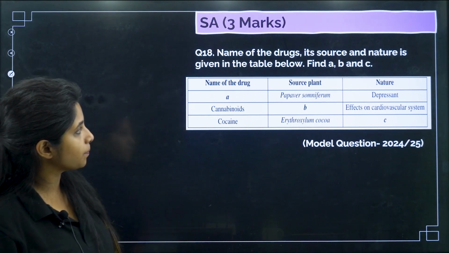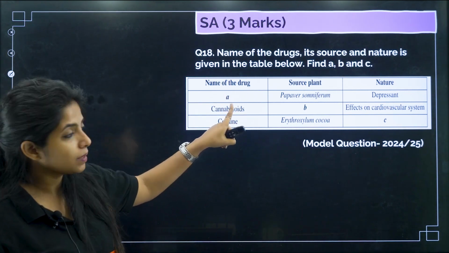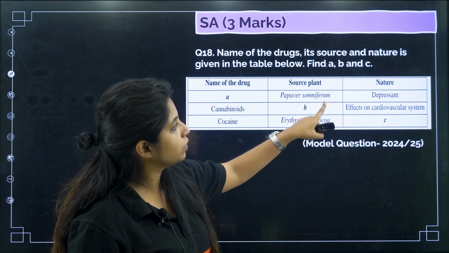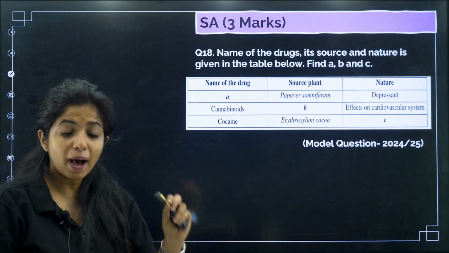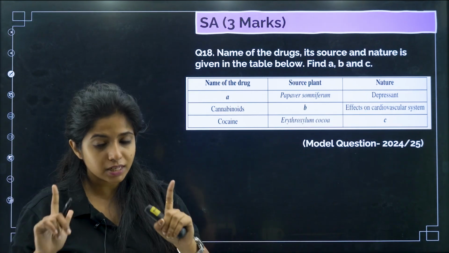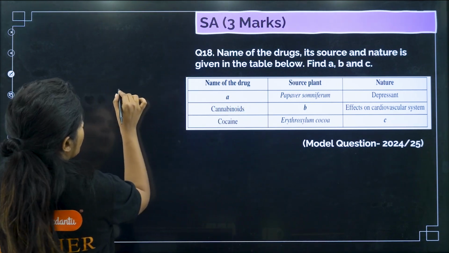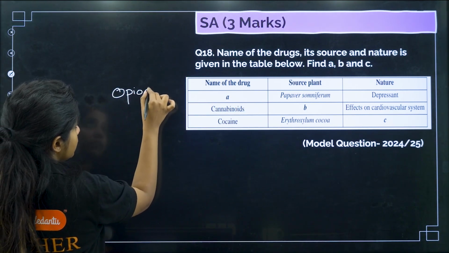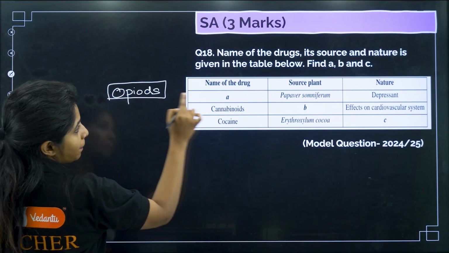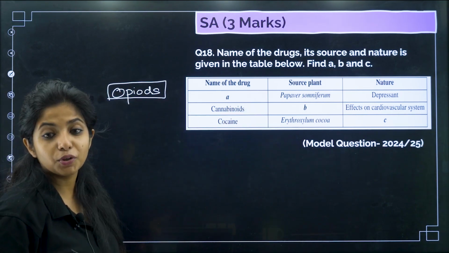Find A, B and C. So over here, the name of the drug you have to say. Source plant is Papaver somniferum. It is a depressant. So Papaver somniferum is the first type of drug that is mentioned in your book. Okay, they gave rise to opioids. From here, you get opioids. Papaver somniferum is the plant that will be giving you opioids.